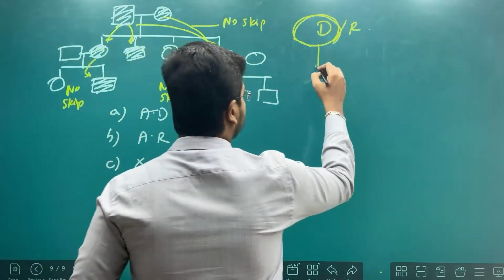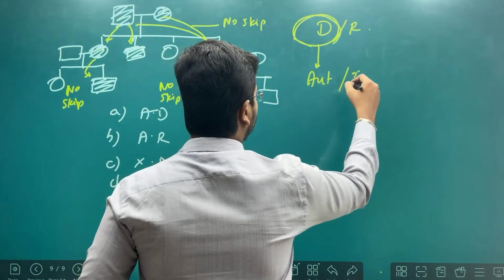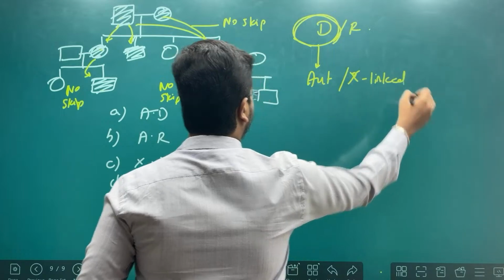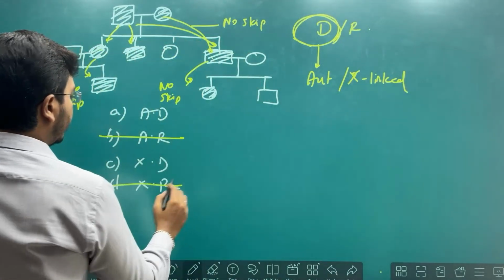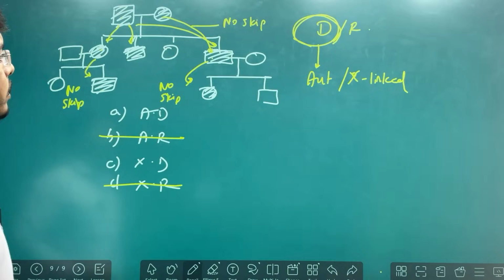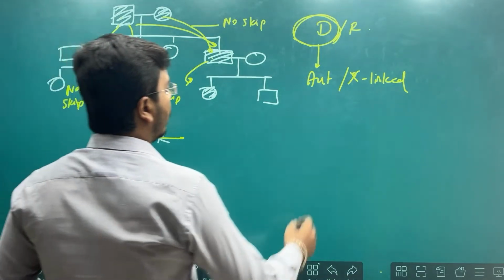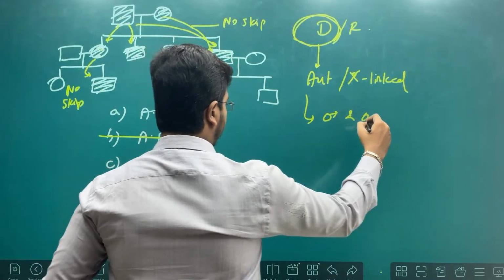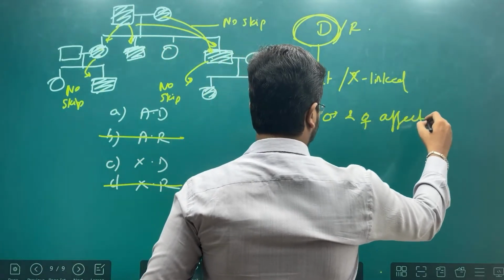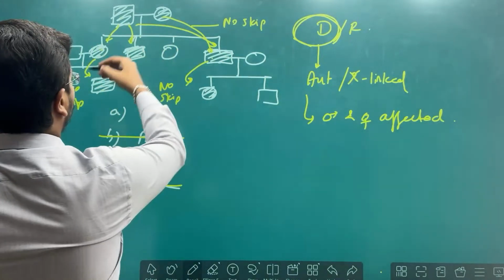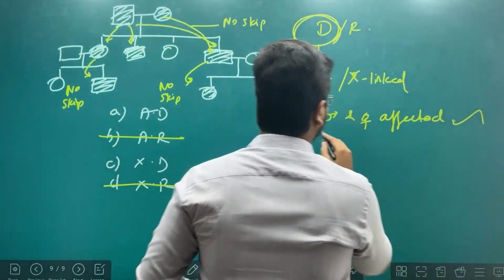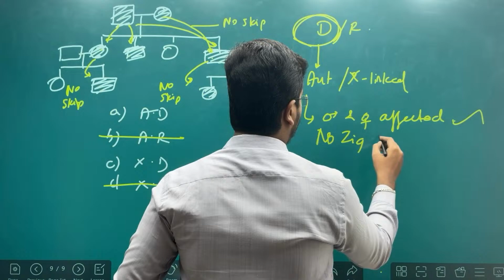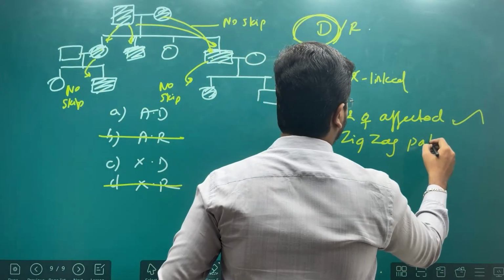Then the question: are they autosomal or X-linked? So they are dominant, so it is neither recessive option. Okay, next coming to autosomal or X-linked. Autosomal means what is the condition? Both male and female should get affected. Is that there? Male and female affected? Yes. No zigzag pattern formed.